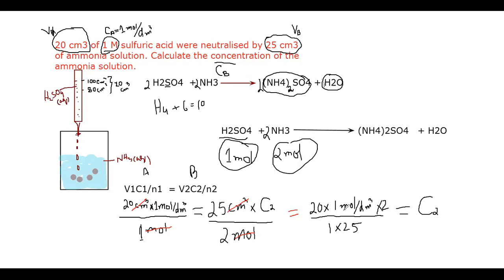What would be the value? 20 multiply by 2, that is 40. 40 divided by 25, what is the value? Give me the answer, hurry up. Sir, 1.6. That is 1.6, sure? Yes, because it's 40 divided by 25, right? So it's 1.6. Okay. And what will be the unit here? Mole per cm cube. Mole per dm cube, not cm cube. Okay, why? How can you say that this is the unit we will use here?